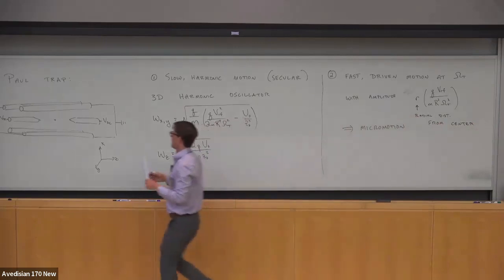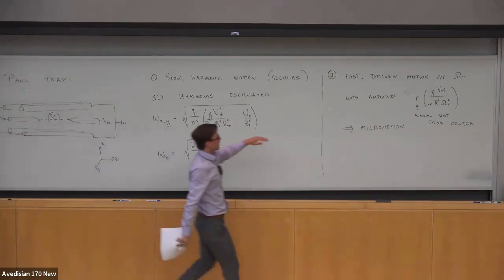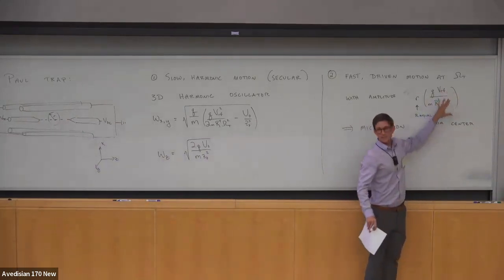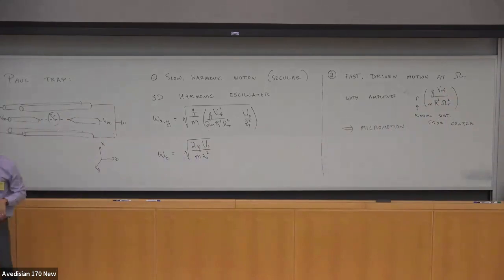Okay, so if I asked how far away from the central axis am I, that would be some coordinate r. So if I looked at a 2D plane that is perpendicular here, and I asked how far up the axis radially am I, that coordinate r times those constants tell you the amplitude of the driven micromotion here.